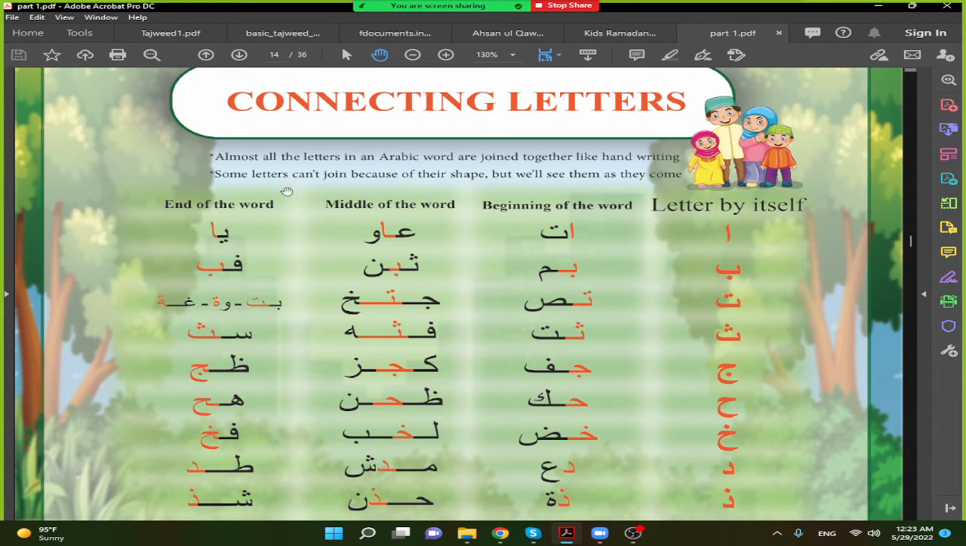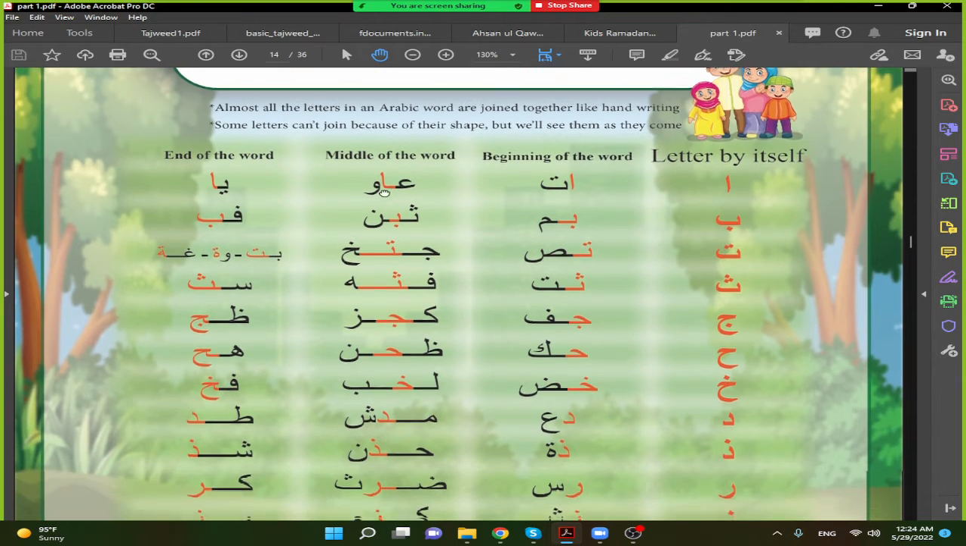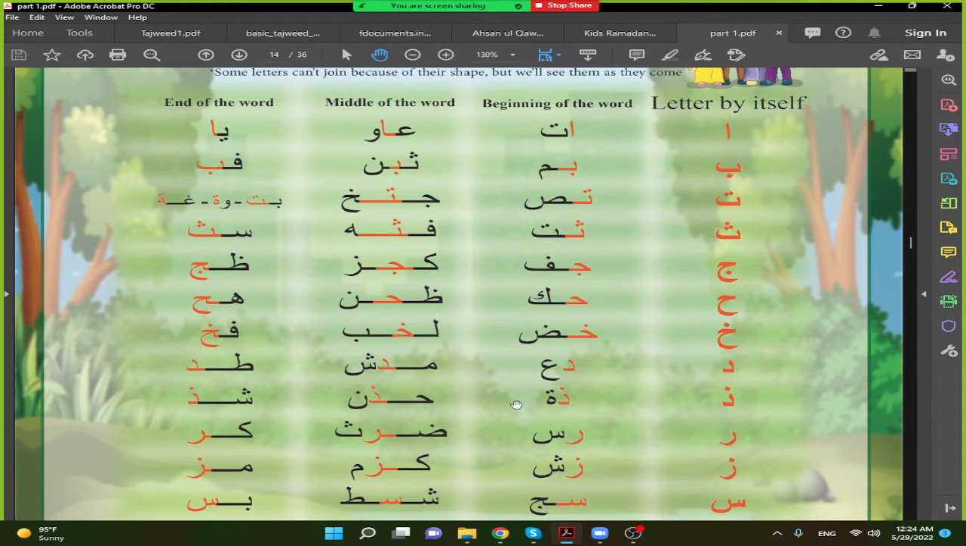So this is why they are telling you some letters can't join because of their shape, but we will see them inshallah as they come. But you already know the separate letters. Alif cannot join to the next letter. We are learning the connecting letters, but remember that separate letters cannot join to the letter after them. Alif can join to the previous letter, but alif is not joining to the next letter. Same for the dal. Dal is not joining to the next letter. Same for the zal.